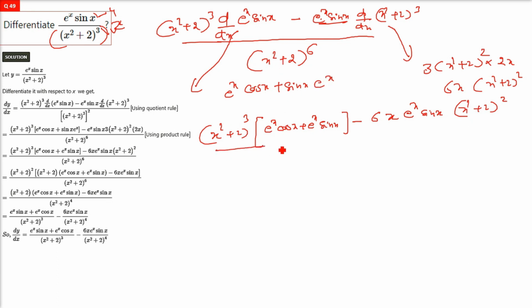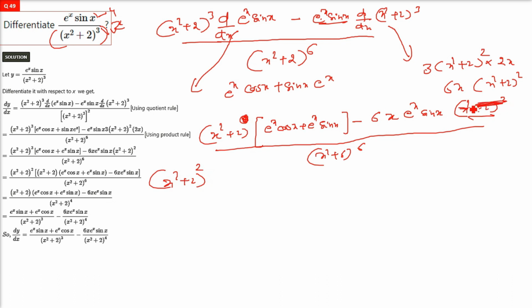Now all steps are done. In the denominator you have x square plus 2 whole to the power 6. Now you have x square plus 2 whole square here, so you can just take x square plus 2 whole square common. When you take it common, 1 will be remaining and this will all be gone. So x square plus 2 whole square, when we have taken out, you have x square plus 2 in the denominator with the power 6. So this 2 comes in the denominator, 6 minus 2 is 4, so x square plus 2 to the power 4 it will be.